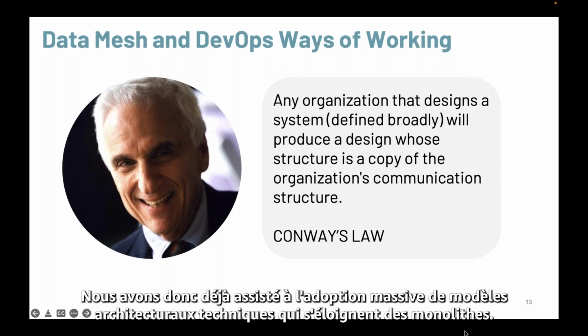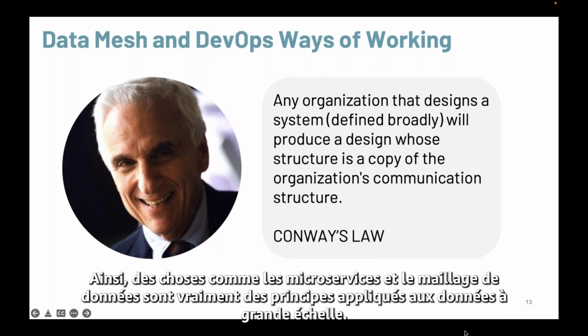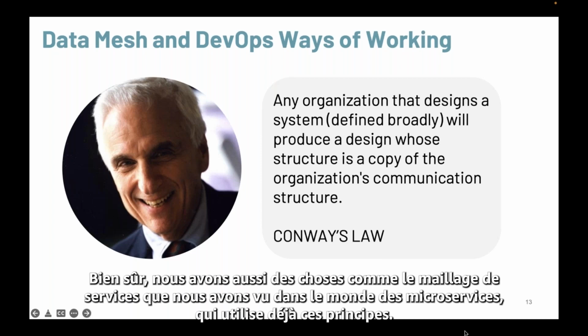So we've already seen huge adoption of technical architectural models that move away from monoliths, so things like microservices. And data mesh is really these principles applied to data at scale. Of course, we have things like service mesh that we've seen around in the microservices part of the world as well, which is already using these type of principles.